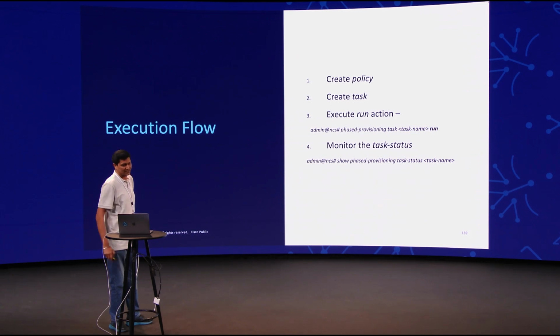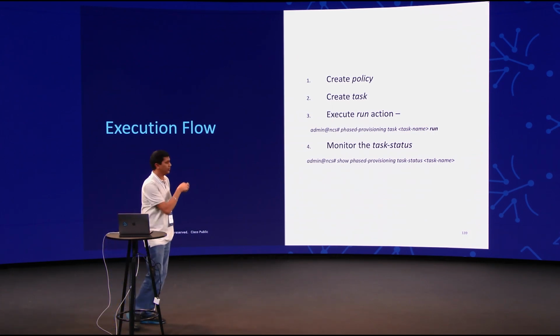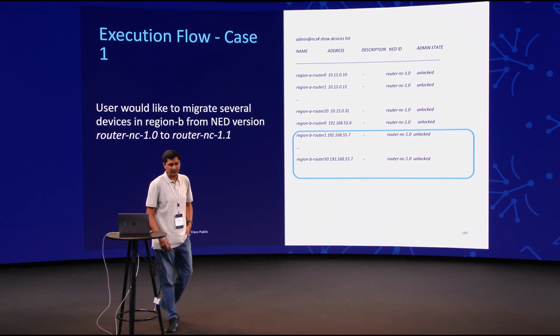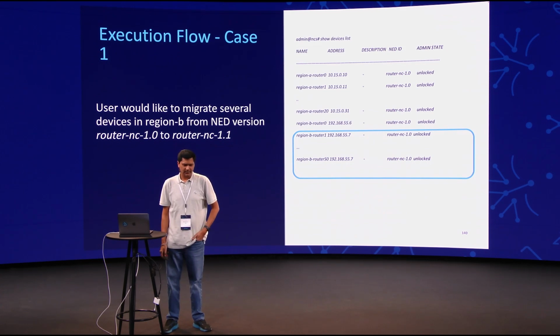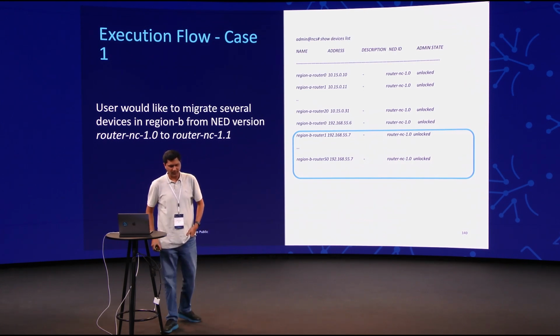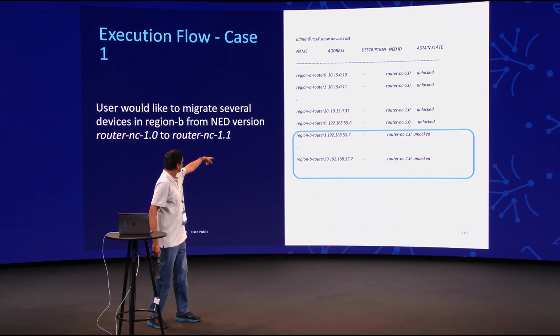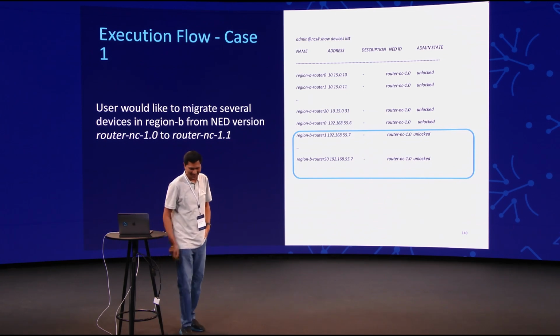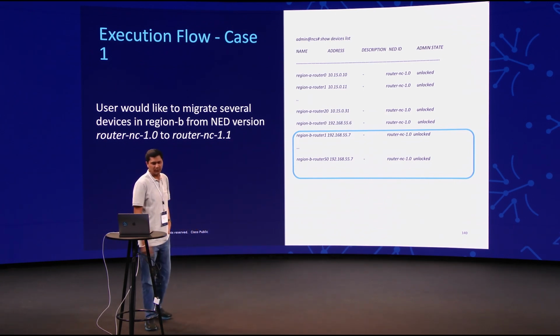So with this execution, let's take a scenario and see how we do this. Case 1: the user really wants to migrate several devices in his device tree. In this case, he wants to migrate the devices starting with region B from net version 1.0 to 1.1, as highlighted. So he has other routers also. Maybe there's a mistake there. The other region B routers also should be included. Okay, so now let's see how to use the framework to achieve this.